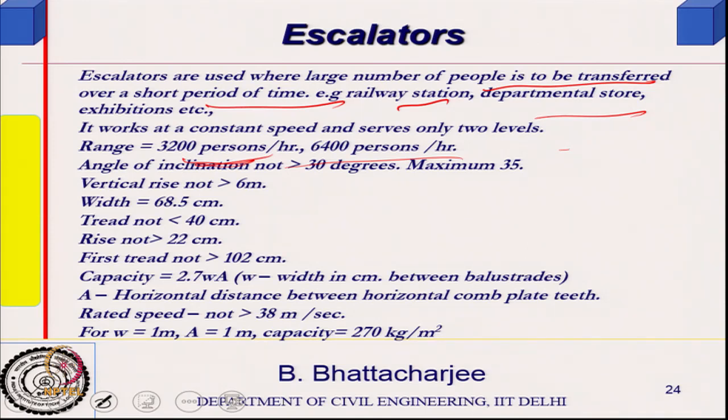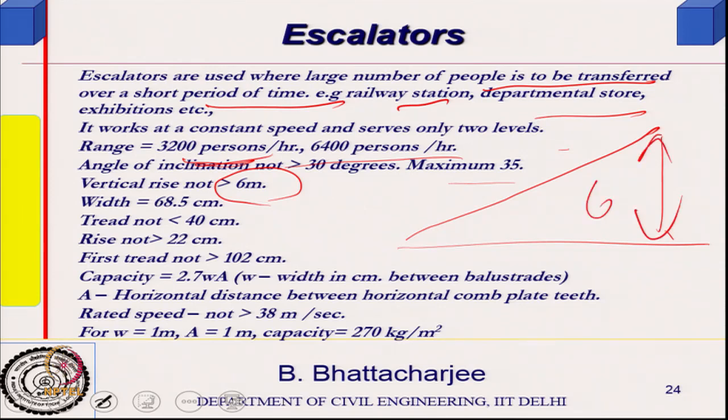Angle of inclination is never greater than 30, maximum 35. The angle of inclination has to be limited. Therefore it consumes quite a bit of space because of this inclination, and the height is not more than 6 meters. So this is maximum 6 meters, the angle is less than 30, the height less than 6 meters. And the width is usually 62 or so; tread comfortably should be less than 42, rise not more than 22.